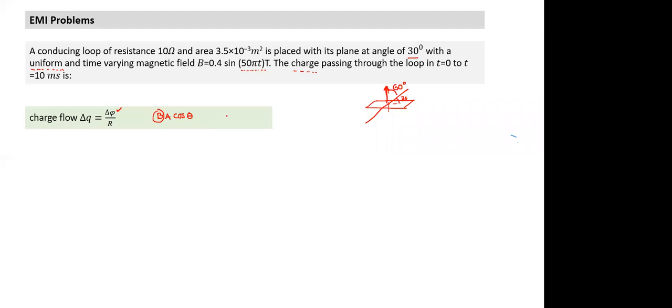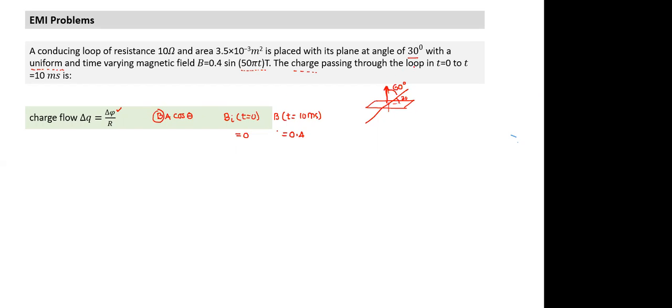So when you write delta phi, I am interested in the initial value of B, which is at time t equal to 0, and the other value of B at time t equal to 10 milliseconds. I have to consider the magnitude and direction of B, and if the polarity changes, I have to take it with sign. If I substitute t equal to 0, B comes equal to 0. When I substitute 10 milliseconds, 0.4 into 10 milliseconds becomes pi by 2, so B at t equal to 10 milliseconds becomes equal to 0.4.